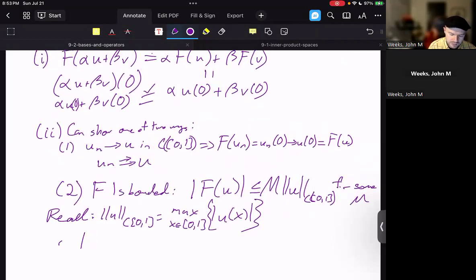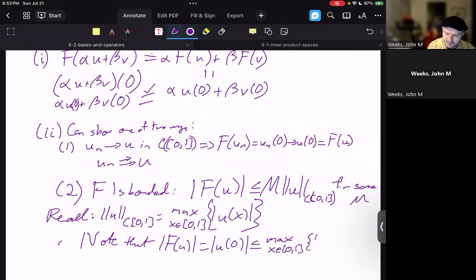So note that f of u, which is just the absolute value of u of 0, is absolutely going to be less than or equal to just this value. And this is by definition of maximum. If you want to evaluate the function u at 0, then whatever it's going to be, it's less than or equal to the maximum possible value that the function u can take on the interval from 0 to 1. So M equals 1 is a fine bound, and f is bounded.